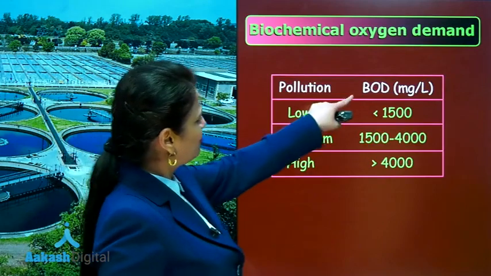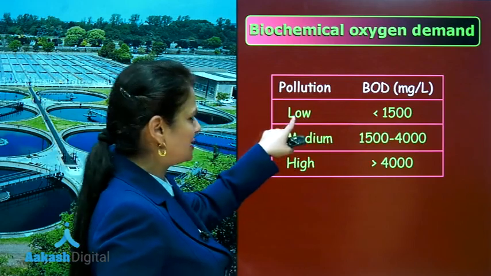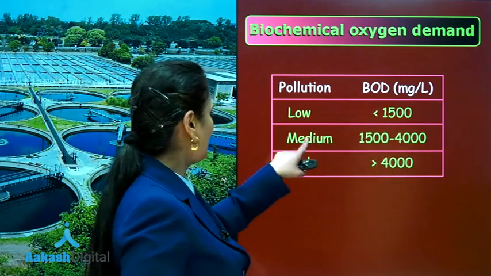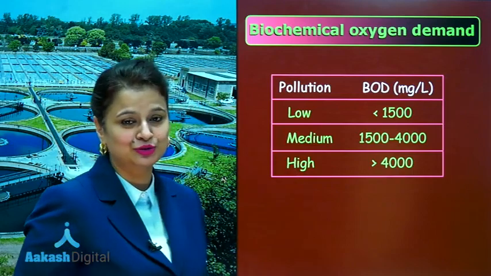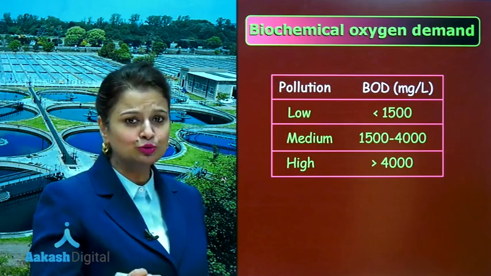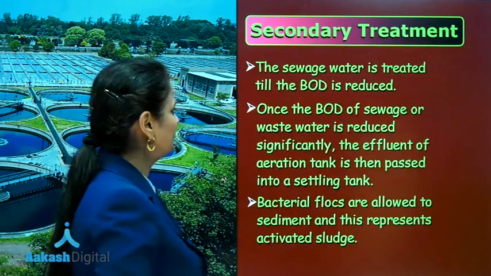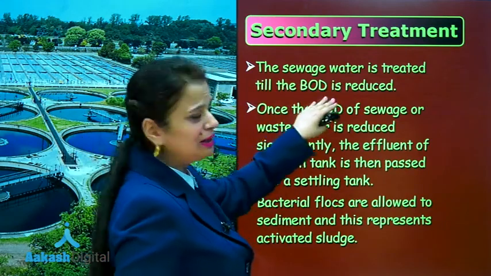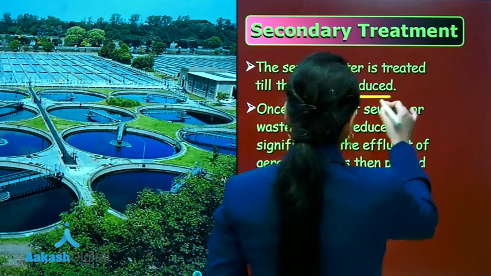Now, if the value of BOD in water is less than 1500 mg per liter, it represents low pollution. If it is between 1500 to 4000, medium pollution. More than 4000, it's high level pollution. BOD is one important parameter used for knowing the polluting potential of a water body. Now, sewage water is treated till BOD is reduced to 10 to 15% of its original value.